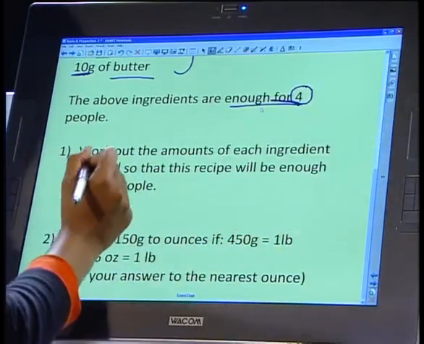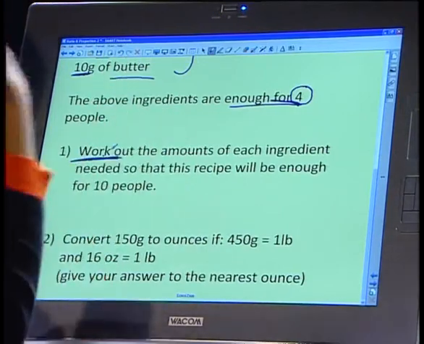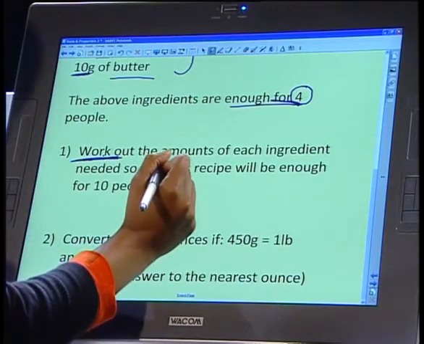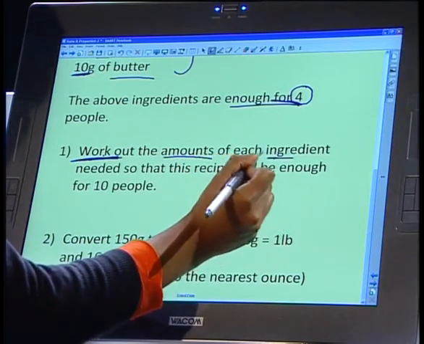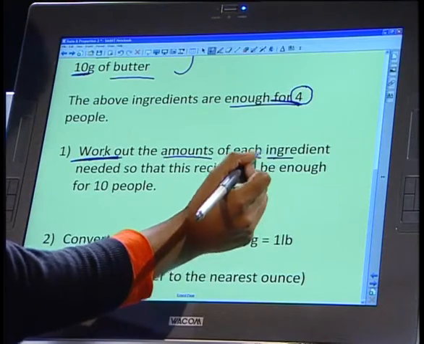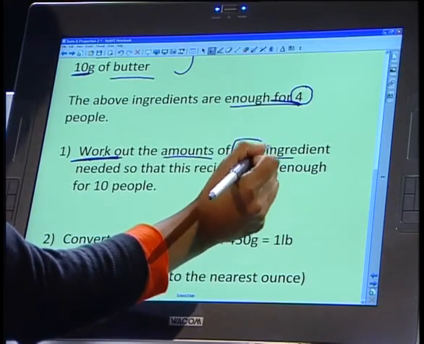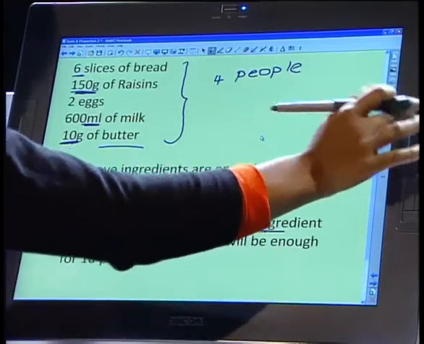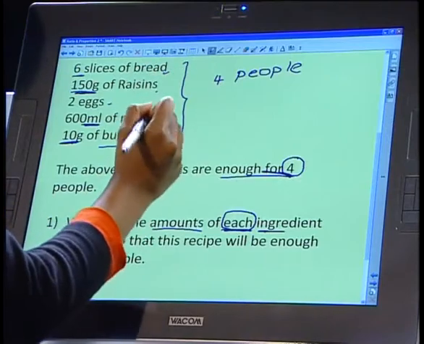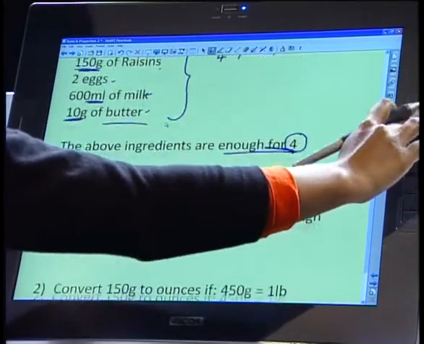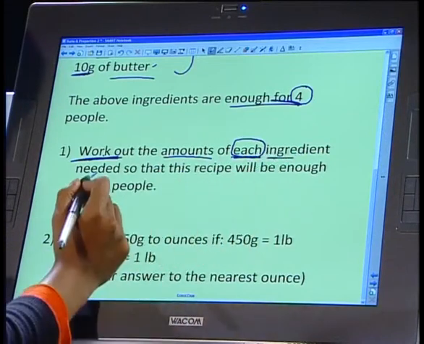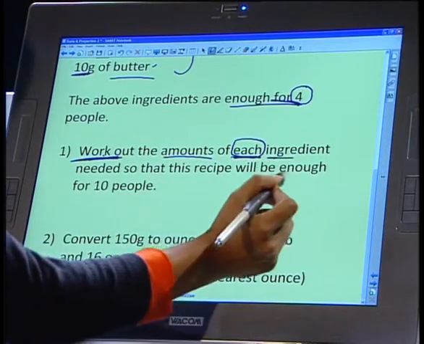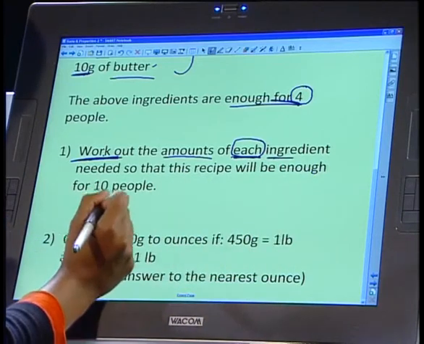The question says work out, so in other words, calculate the amounts of each ingredient. Notice they said each ingredient, so read your question carefully. They want us to work out every single ingredient here. So that means bread, raisins, eggs, milk, butter. We've got to do it for all of them. Work out the entire amounts of each ingredient needed so that this recipe will be enough for 10 people.